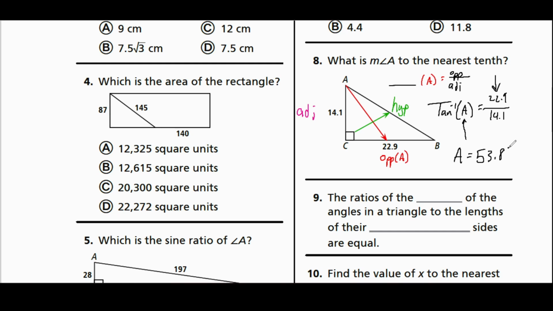Well, that's a little bit of a number mix-up there. 58.378. And what it wants me to do is round to the nearest tenth. So I'm going to look at my hundredths value. That number is greater than 5, so I'm going to end up with 58.4 for my answer.